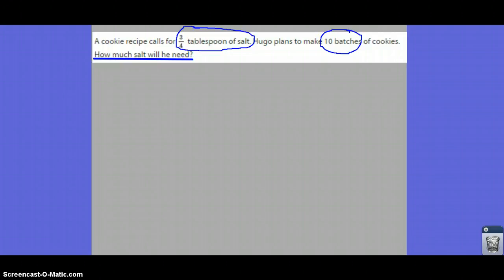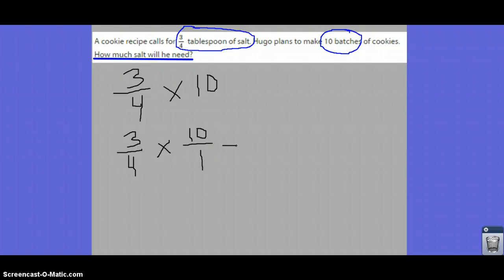So we're going to take 3/4 times 10. But we got to make that 10 look like a fraction, so we're going to rewrite it as 3/4 times 10 over 1, and then we're going to multiply straight across. 3 times 10 is 30, and 4 times 1 is 4, and now we have an improper fraction. So now we're going to simplify, which means we're going to turn it into a mixed number.